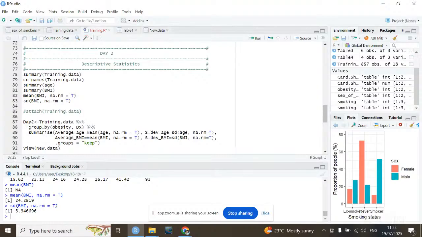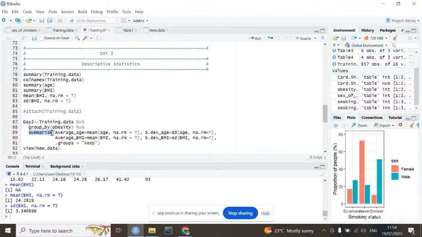So after putting that by piping, then you say group by. If I want to group by the column of obesity, now after grouping, what do I want? I want to summarize from this data and create the data called data day 2. In the data you're creating, day 2, pick from this data and group using the column called obesity.